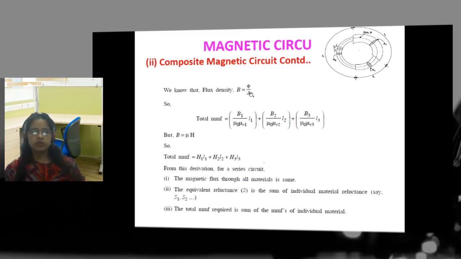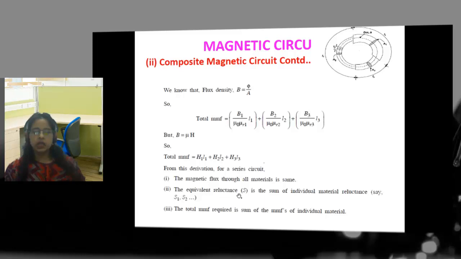We know that flux is equal to B by A, so total mmf is this. B is equal to mu H, and we get total mmf as this. So from this derivation, for a series circuit, the magnetic flux through all materials is the same. Magnetic flux through all materials will be the same, but the reluctances are different. Like in series, current is the same. In a series connection, current is always the same. So here magnetic flux will be the same, right?